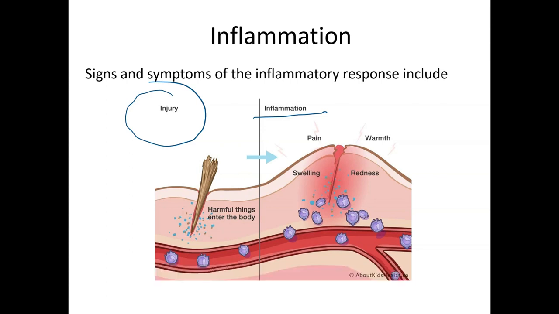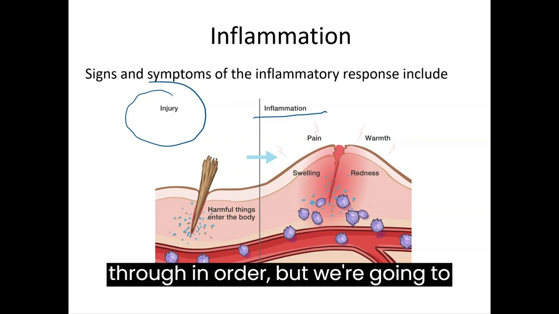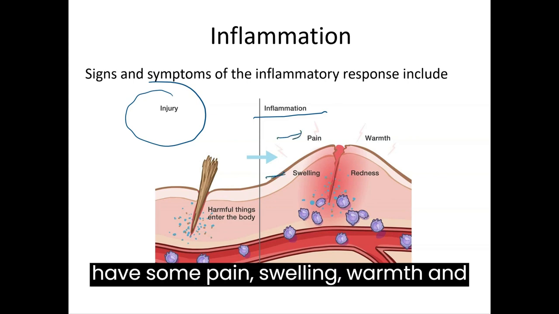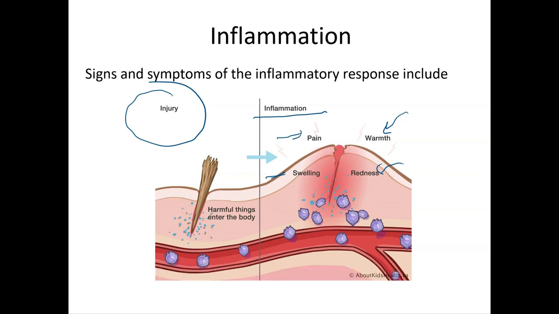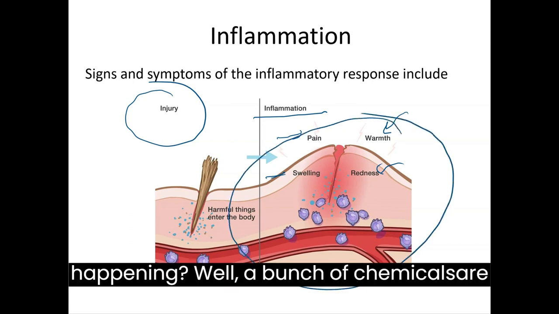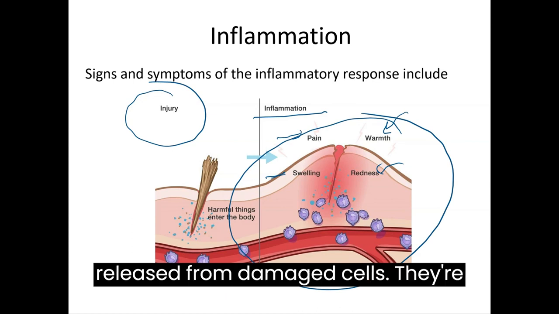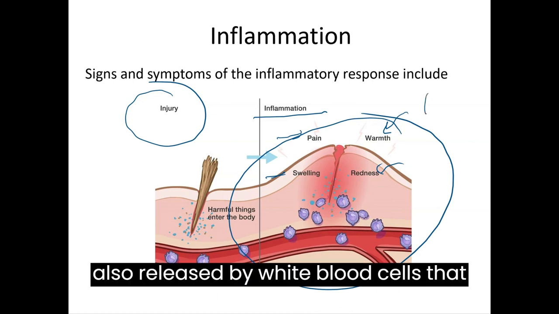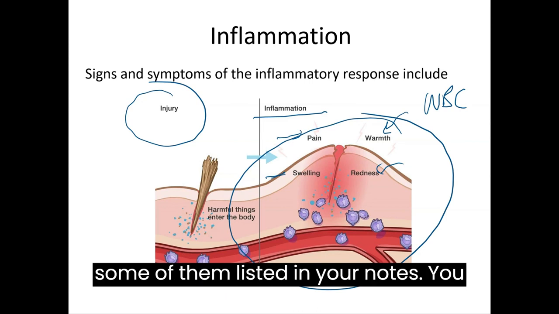So the 4 signs of inflammation, and don't fill these out in your table yet because I'll go through them in order, but we're going to have some pain, swelling, warmth, and redness. So classic signs of inflammation. So when you have this injury, what's going to happen? Why do we get all of these things happening? Well, a bunch of chemicals are released. These chemicals are released from damaged cells. They're also released by white blood cells that we'll talk about shortly. And you have some of them listed in your notes.